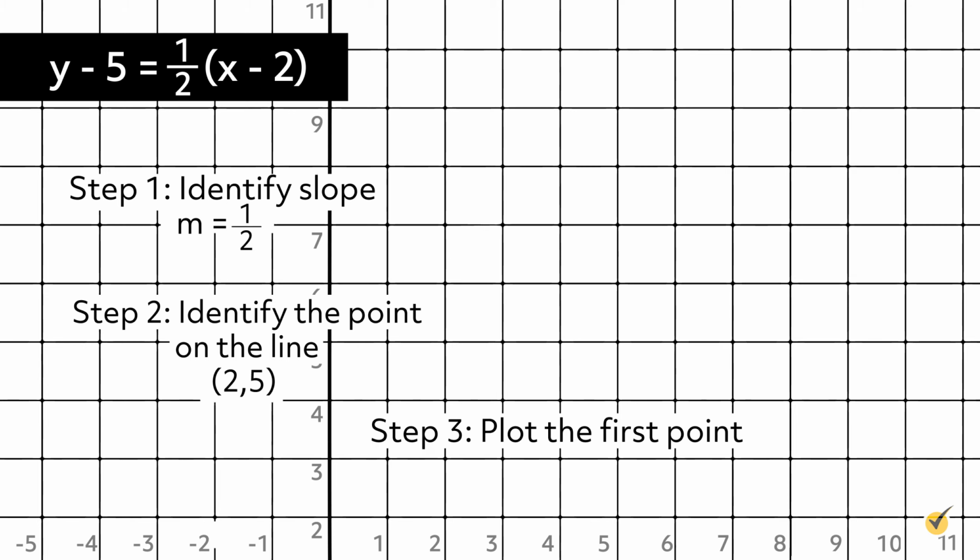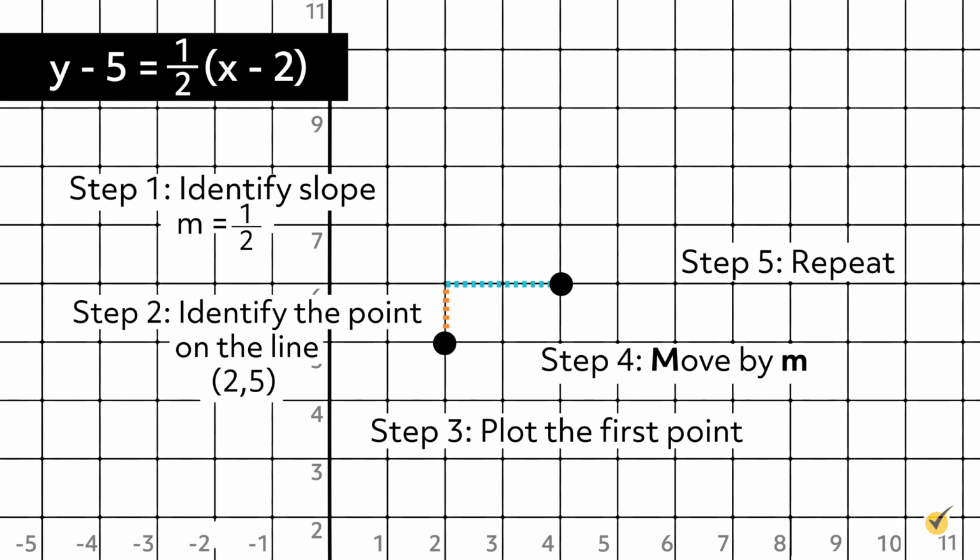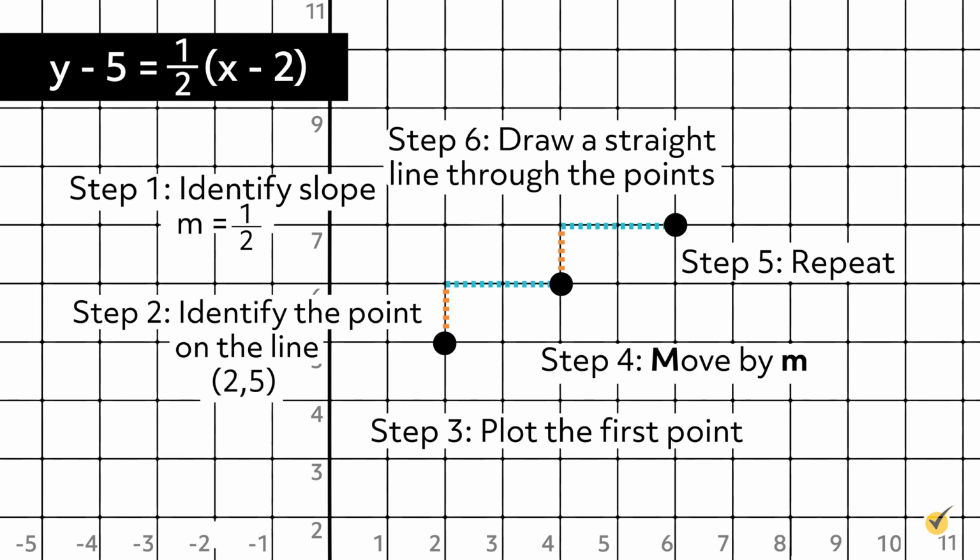Step 3. Plot the point 2, 5 as the first point. Step 4. Move by m equals 1/2. Rise equals up 1. Run equals right 2. Plot the second point at 4, 6. Step 5. Repeat the rise equals up 1 and run equals right 2. Plot the third point at 6, 7. Step 6. Draw a straight line through the 3 points.